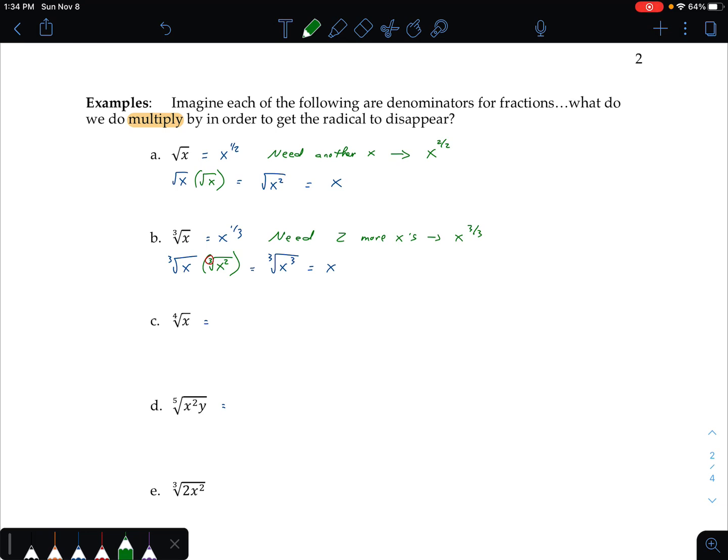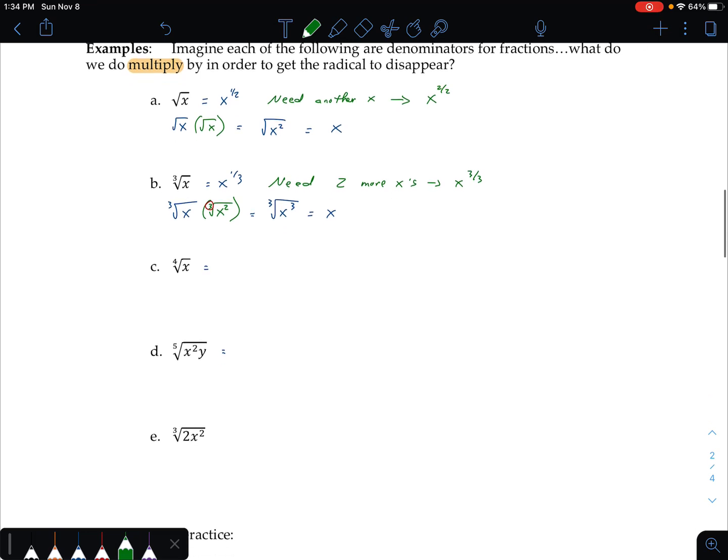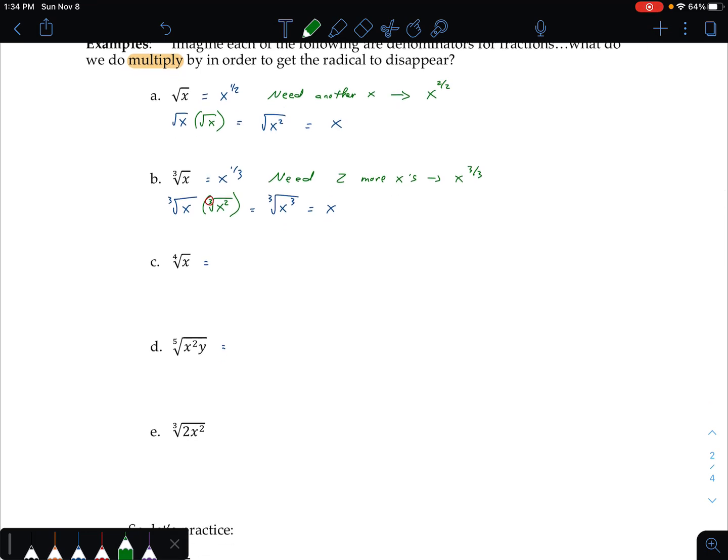So now we're eliminating our radical, and I would do this to the top and bottom, right? We'll see that example down below, but I do the same thing to the top and bottom. And in this case, I'm just assuming all these are their own denominators.